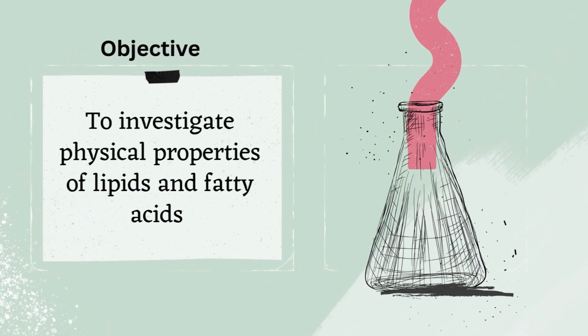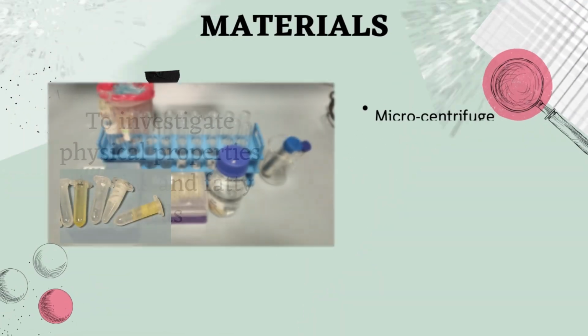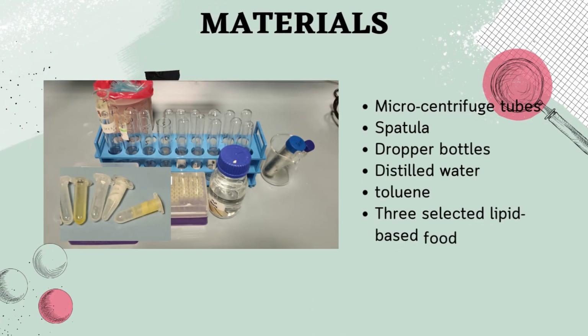Objective: to investigate physical properties of lipids and fatty acid. Materials. The materials are microcentrifuge tubes, spatula, dropper bottles, distilled water, toluene, and 3 selected lipid-based food.